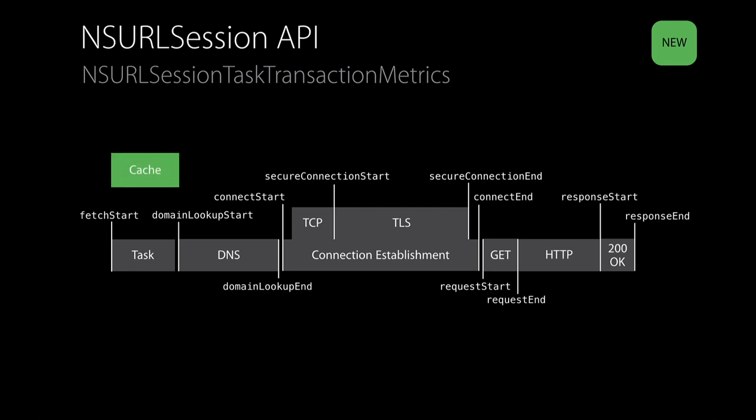It's possible that the networking could have been satisfied from a local cache, and I've mentioned that. So if a local cache contains the response for our request, then there's no need for DNS. There's no need to make a TCP connection, et cetera. Those statistics would be set to nil in this cache case. So just be aware of that as you're looking at these statistics.